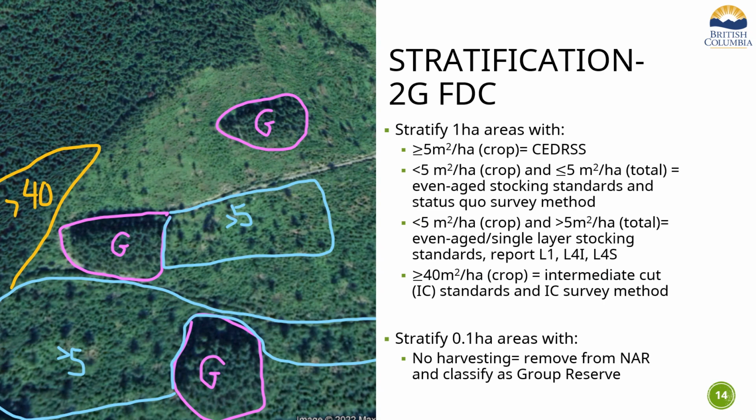If you have any areas greater than 1 hectare with less than 5 meters squared per hectare total or crop basal area, you'll want to stratify these areas out and apply even age single layer stocking standards. So your status quo 900, 500. You'll then survey these areas using the normal status quo survey method. So you can see that that applies to this area through here.